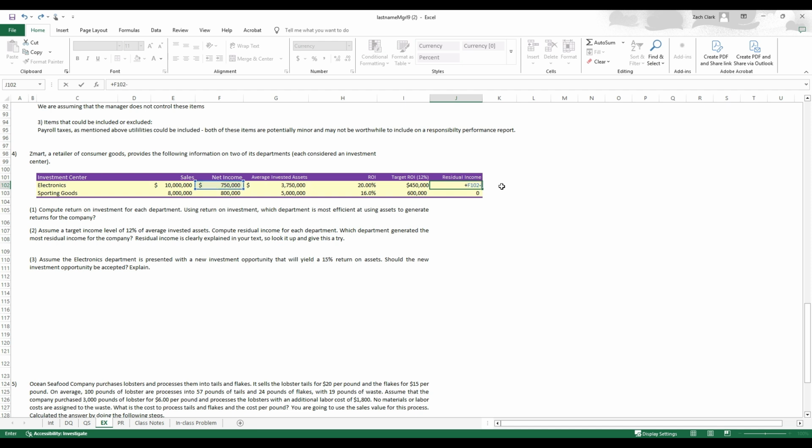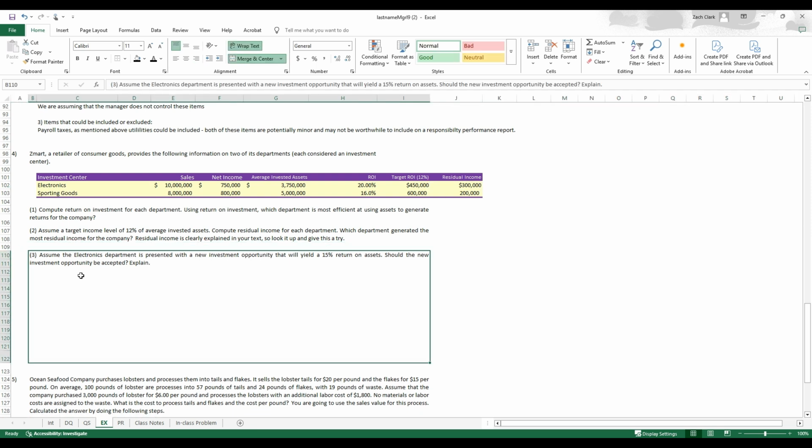Our net income minus, so everything above, if that was our target ROI, we say we're doing even better than we thought. And we have residual income, that's this amount for each department. And electronics is producing more. So that's cool. And what was the question? Assume the electronics department is presented with a new investment opportunity that will yield a 15% return on assets. Should the investment opportunity be accepted?